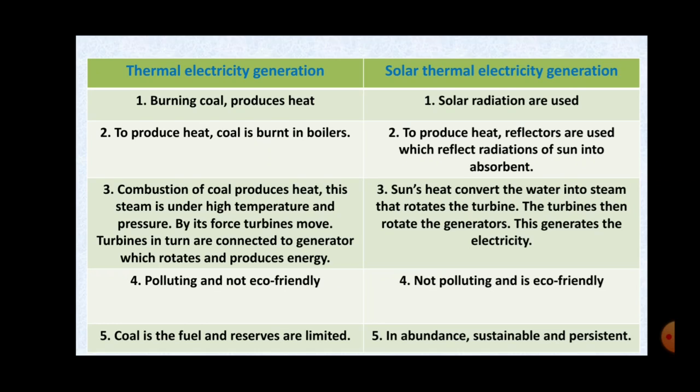Thermal electricity generation is polluting and not eco-friendly. Solar thermal electricity generation is not polluting and is eco-friendly. Fifth one is, coal is the fuel and reserves are limited, whereas in a solar thermal plant the sun's energy is in abundance, sustainable and persistent. So these are the differences between thermal electricity generation and solar thermal electricity generation.